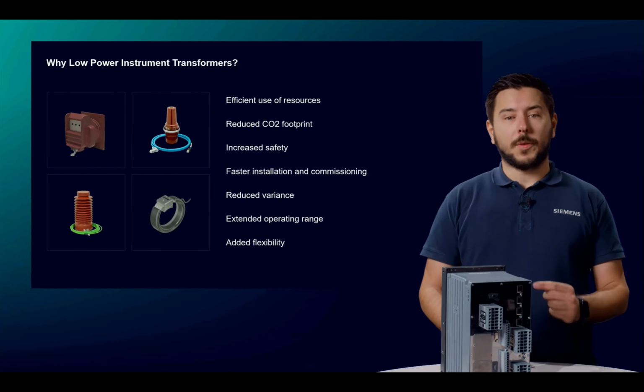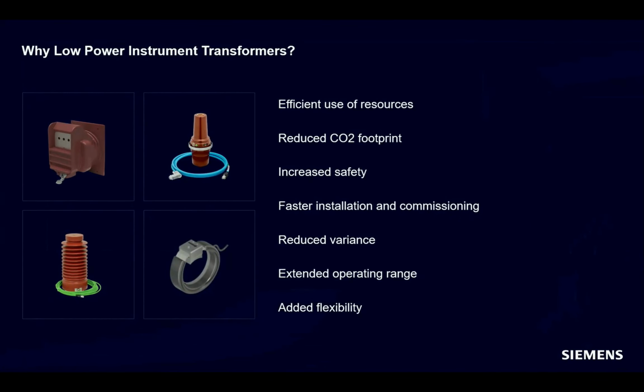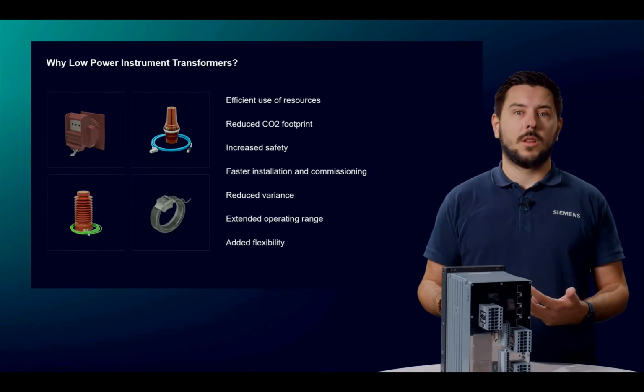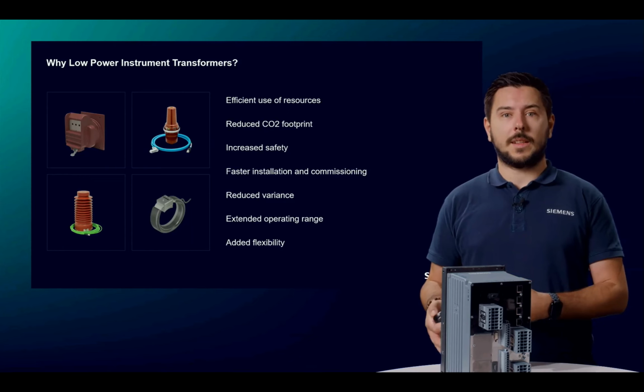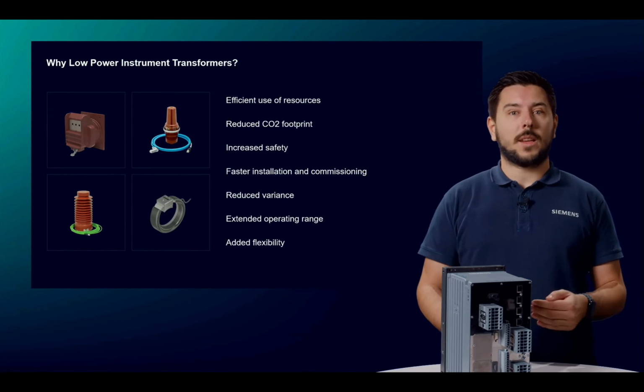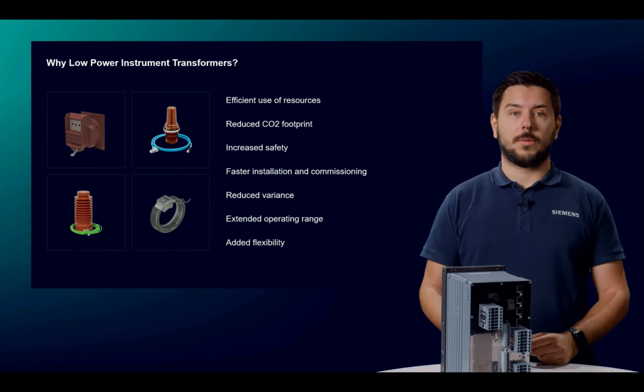Furthermore, the Rogowski coil in particular can be used for a significantly larger operating range, thus reducing the variance in the transmission ratios and increasing flexibility as the nominal operating current can now be changed during the life cycle of a switchgear. So there are a lot of potential advantages coming with the LPIT technology that makes them quite attractive for the use in medium voltage.